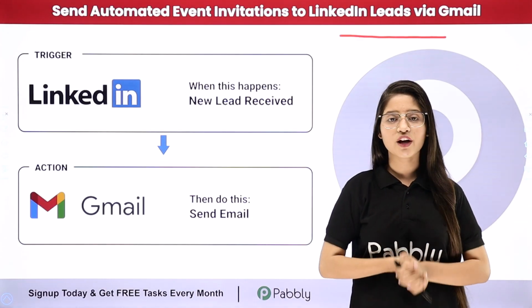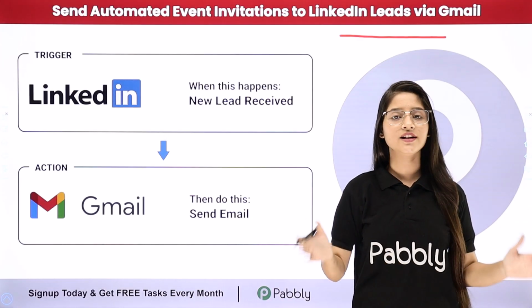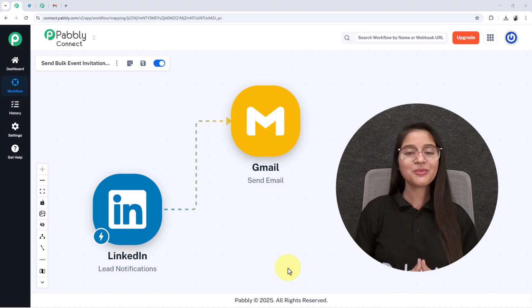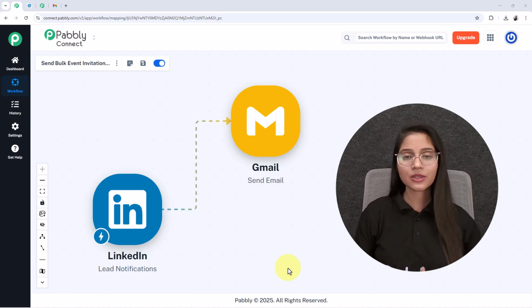Now, to see the working of this amazing automation and learn the process step by step, let's go to my screen. Welcome to my screen everyone. So this right here is the automation that we will be creating in this video. Here I have connected my LinkedIn to Gmail. With the help of this automation, whenever someone applies through my LinkedIn lead ads, automatically one event invitation mail will be sent to the user's Gmail account.